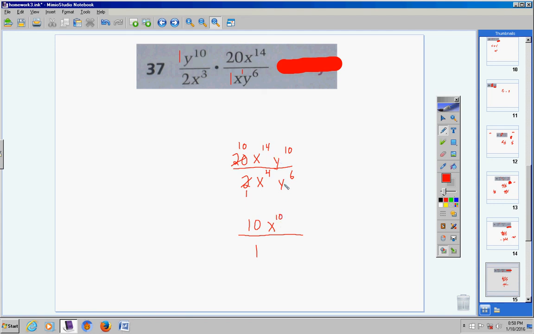Y divided by Y, write your base ones. 10 minus 6 is 4. Okay? Everything over 1, so our answer is just 10. X to the 10th, Y to the 4th. Okay? Hope that makes sense.